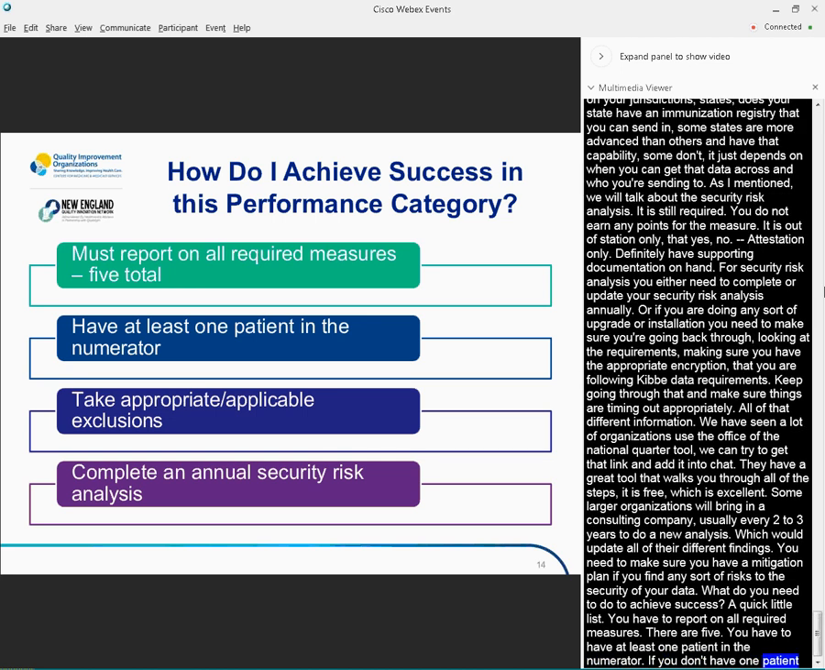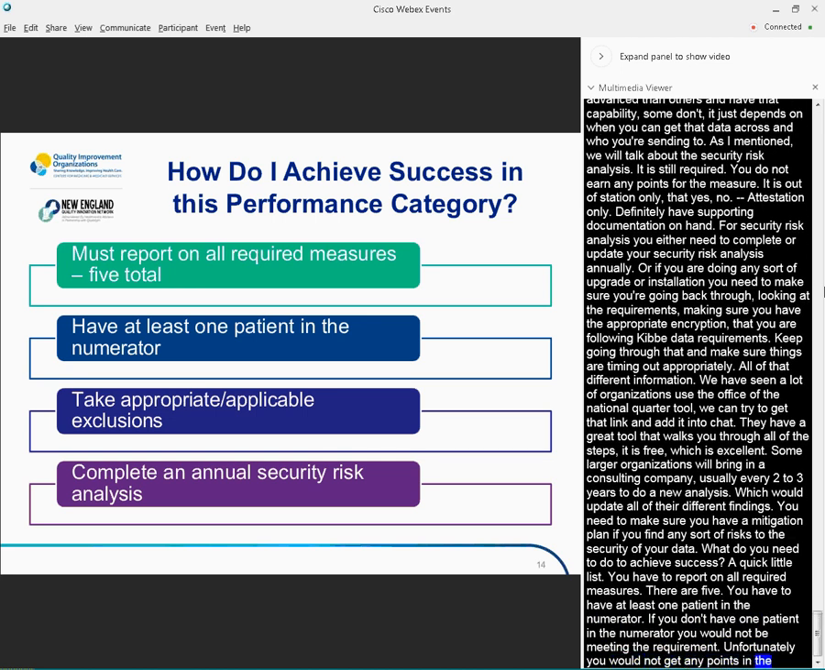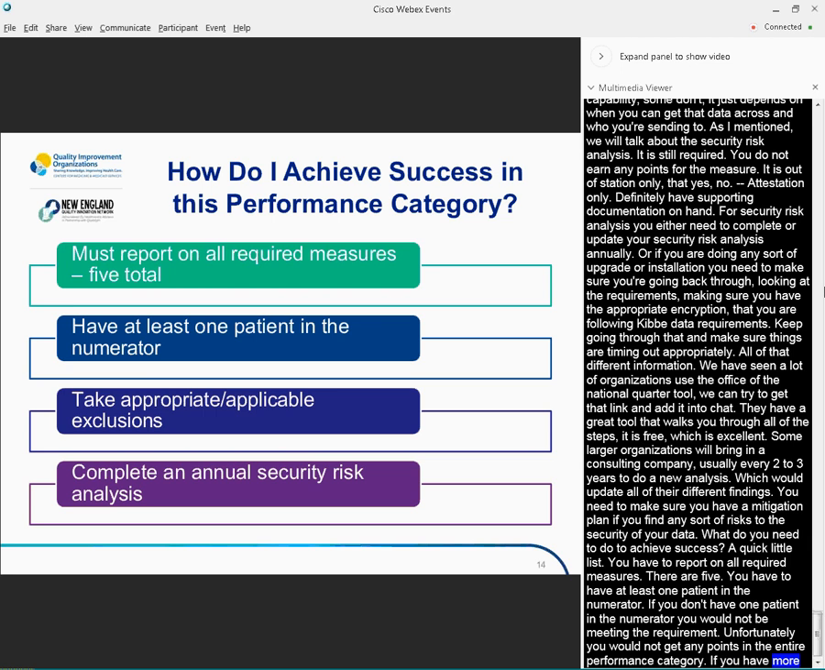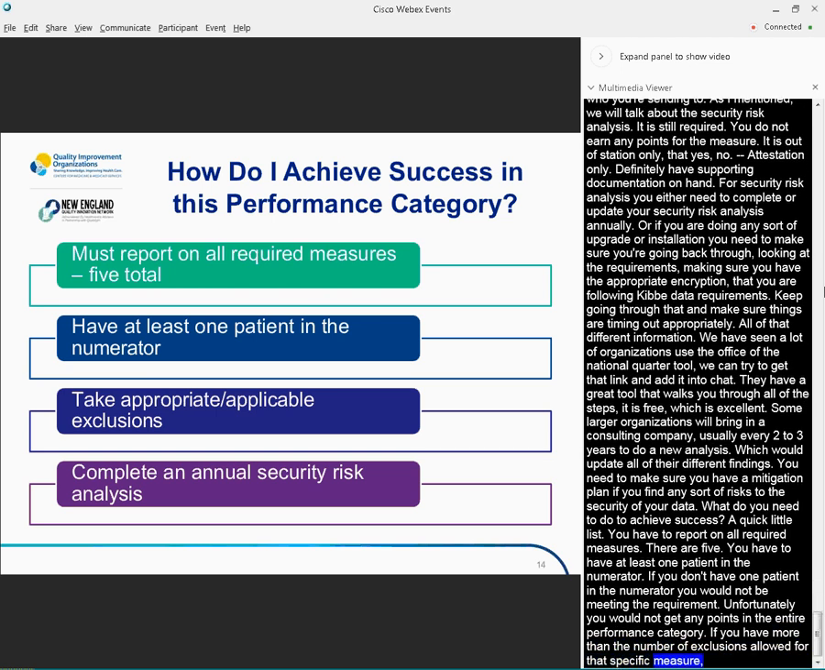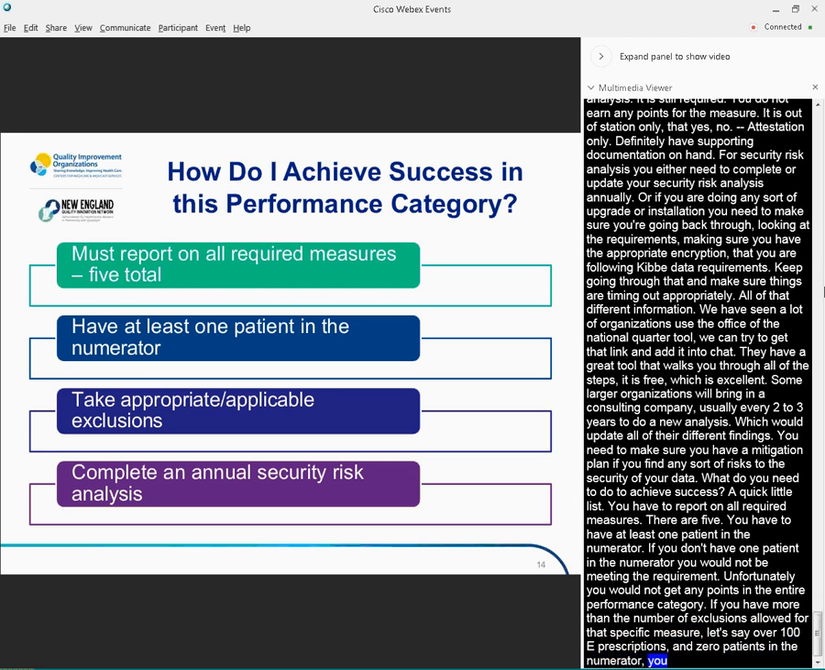If you have more than the number of exclusions that are allowed for that specific measure, so let's say you have over 100 e-prescriptions and 0 patients in the numerator, obviously you can't take the exclusion and you would not be able to get points for the performance category. So just keep that all in mind.